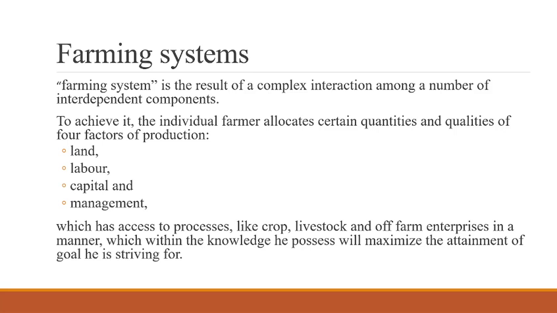To achieve it, the individual farmer allocates certain quantities and qualities of four factors of production, such as land, labor, capital, and management. These factors of production are the ones that have access to processes like crop, livestock, and off-farm enterprises in a manner which, within the knowledge he possesses, will maximize the attainment of a goal he is striving for. For example, if a farmer wants to embark on crop production, he needs to have land to cultivate as well as capital and many more other things in order to maximize output.